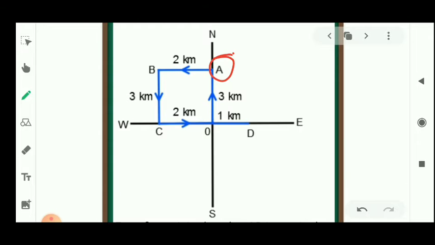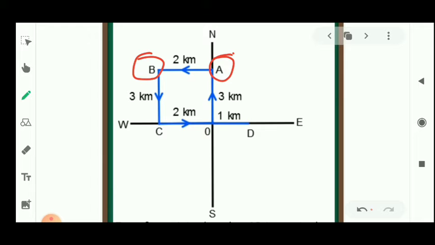After this, the question told you, then turns to his left. That means from A, he moves left, that means in this direction, that means west direction. And walks for 2 km. How much he walks? 2 km. Now he reaches at which point? B point. Now, students, Rohan is standing on which point? B point. That means here.